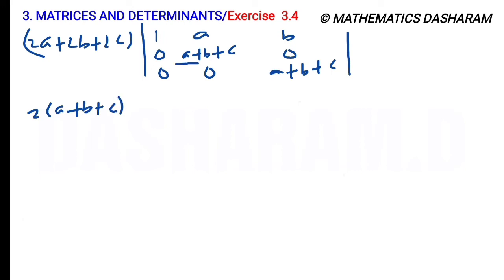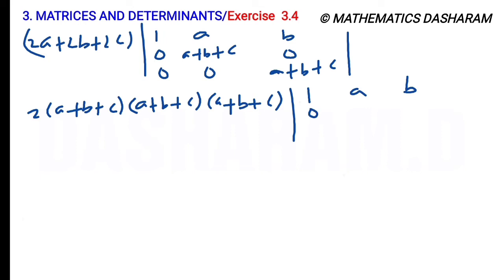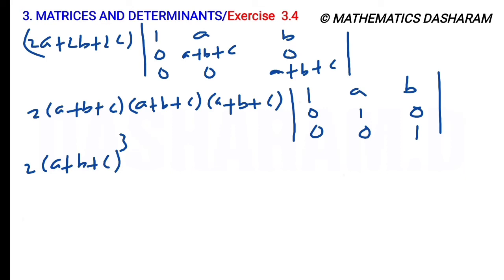See, now observe it. In the second row we can take a plus b plus c common, and the third row also the same, a plus b plus c common. So then overall a plus b plus c common 2 times. So then the matrix is 1 a b, here 0 1 0, 0 0 1. So then 2 into a plus b plus c whole cube. Now expand the first column to get the determinant. So take the bracket, first element is 1. So 1 into row and column cancel is 1 into 1 minus 0 into 0.